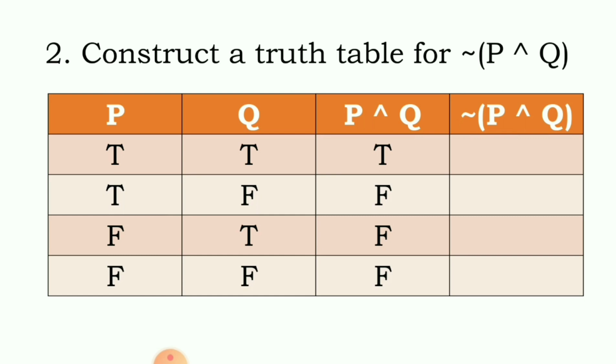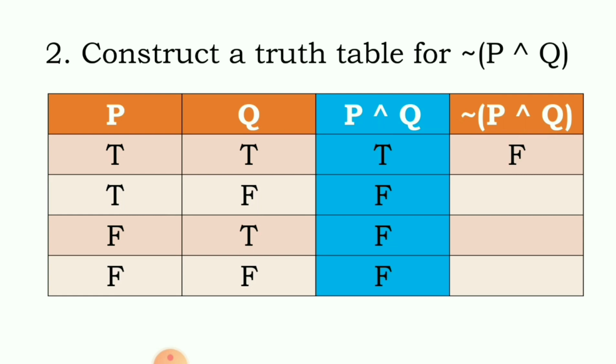Next is to get the negation of the quantity P and Q. In here, we'll only be needing the truth values under P and Q. Then, we will negate it by getting the opposite value of the given truth value. If it is true, then that will be false. If false, then that will be true. And another true, and another true.